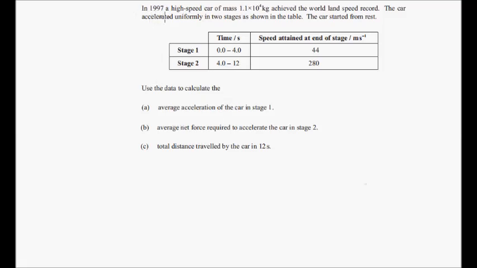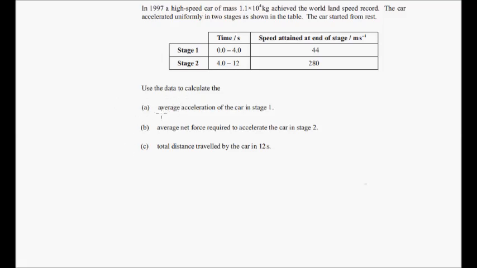In 1997, a high-speed car of mass 1.1 times 10 to the 4th kilograms achieved the world land speed record. Cool. The car accelerated uniformly, and this is what's key here in the question, uniformly, in two stages as shown in the table. The car started from rest. Okay, so we're given this data here, and here are our questions.